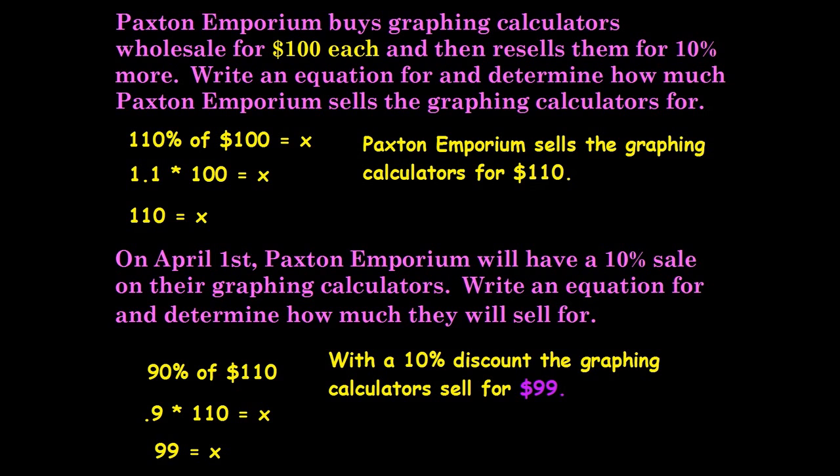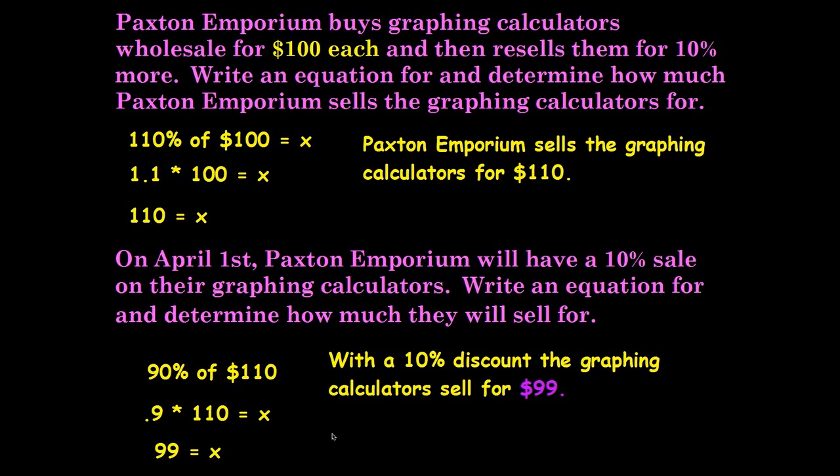So I'm not going to rush through it, but I'm going to quickly review this particular slide here, which relates directly to understanding the questions in the project. So it starts off by saying Paxton Emporium buys graphing calculators wholesale for $100 each and then resells them for 10% more. So write an equation and determine how much Paxton Emporium sells the graphing calculators for.